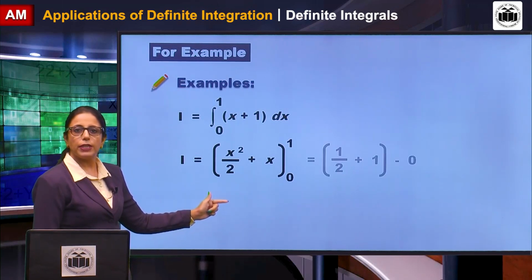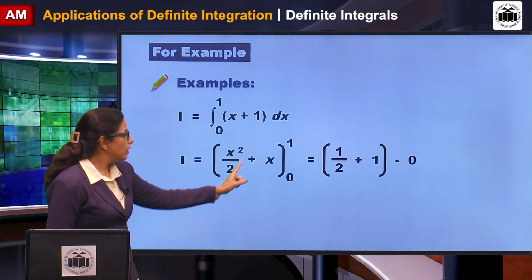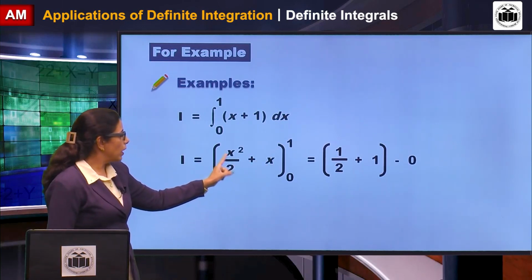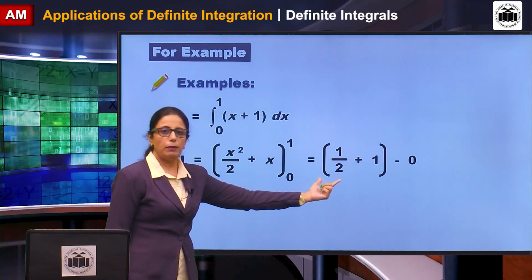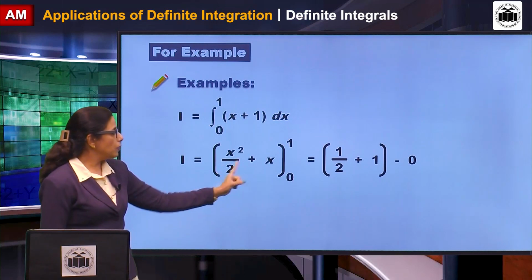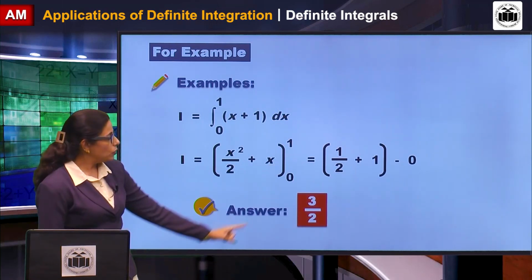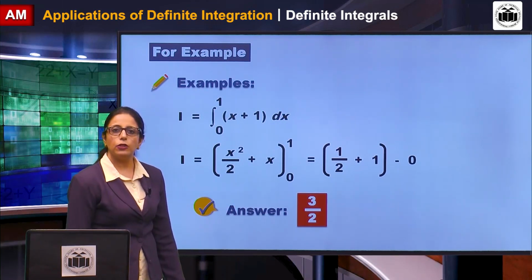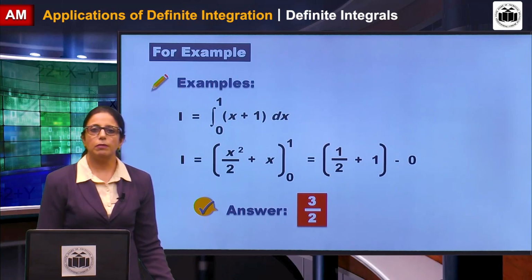So, the limit application would be like this, where you will apply the upper limit first, that is taking x as equal to 1. So, 1 by 2 plus 1, that will be the application of the upper limit, minus the lower limit is 0, that means when you take x as equal to 0, you get the value as equal to 0, and hence you get the answer as 3 by 2. I hope you all have followed, students. This is a very simple example.